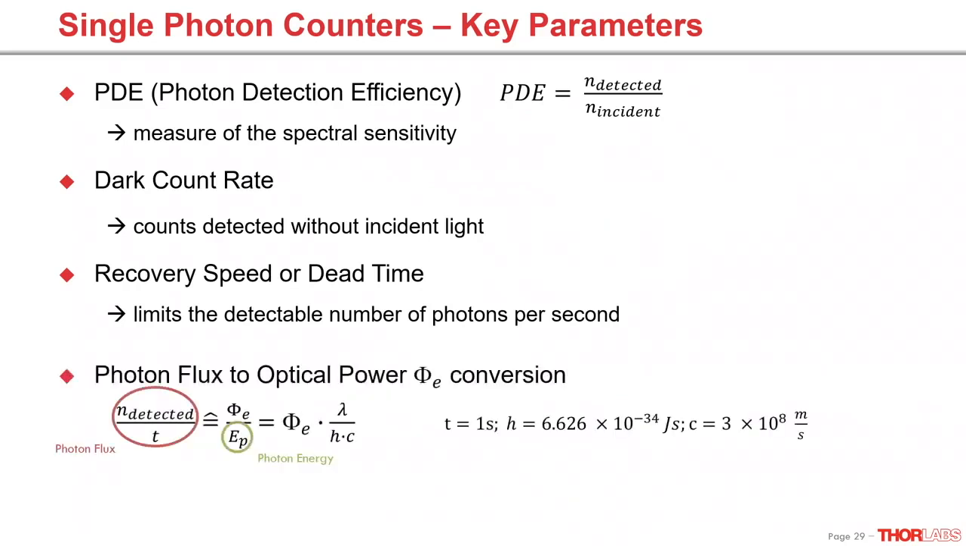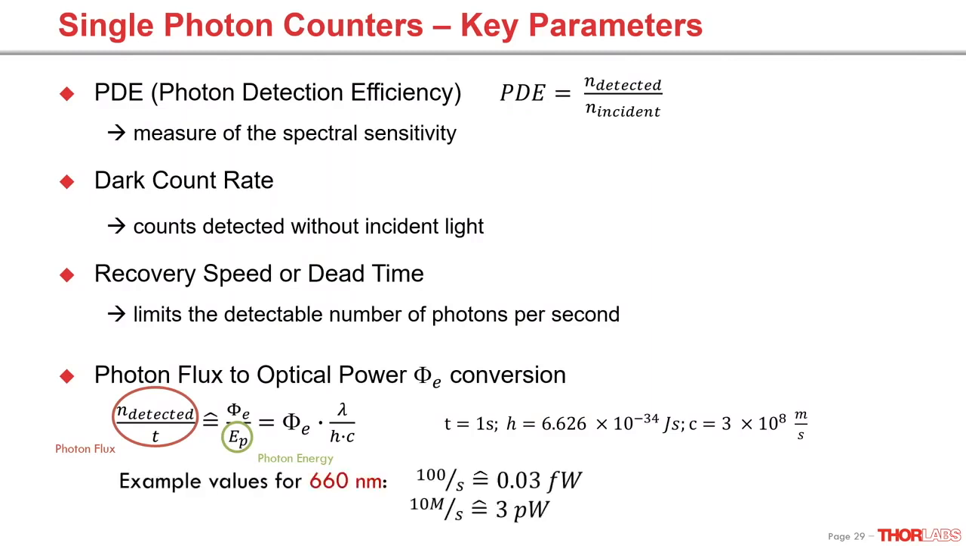As a last topic, to get a feeling for photon quantities in radiometric units, the conversion will be explained. The number of photons observed per unit time is the photon flux or count rate. To get an equivalent in optical power, the photon flux needs to be multiplied with the energy of one photon. And the energy of one photon is the Planck constant multiplied with the speed of light and divided by the wavelength.